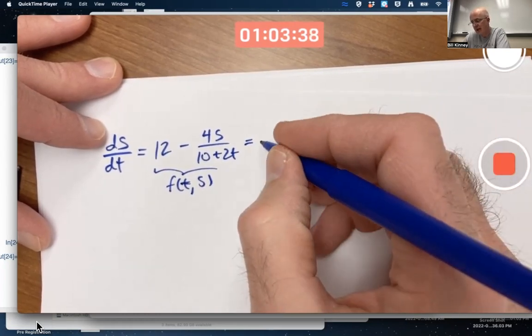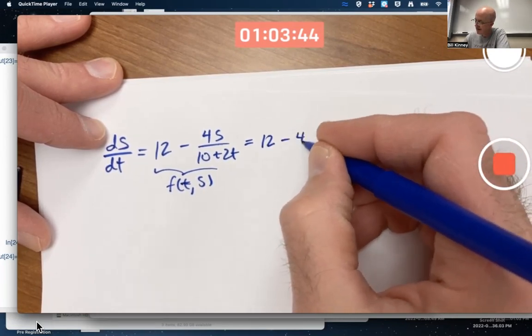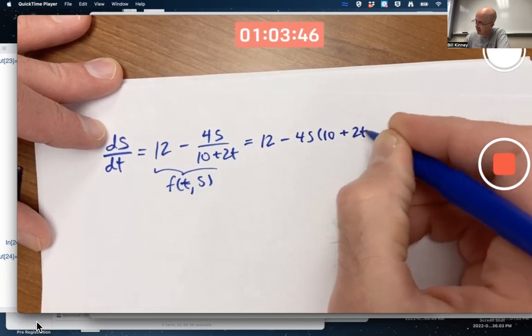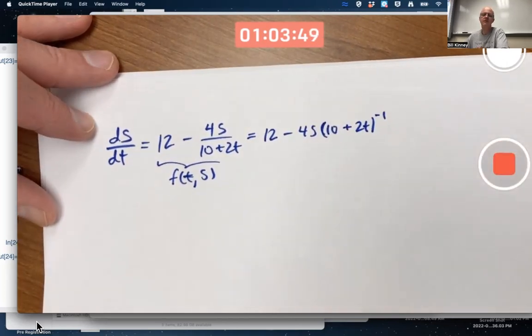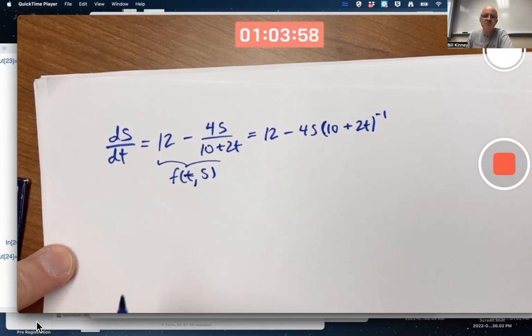For purposes of differentiating this thing, both with respect to s and t, it might be better to write it as 12 minus 4s times 10 plus 2t to the negative 1 power. That might be easier, so we can avoid the quotient rule if that seems convenient. If we're going to use the second order Taylor method, we need to essentially differentiate both sides of this with respect to t, realizing that when we do so, we're assuming s depends on t. We're assuming our function satisfies this when we differentiate it on both sides.